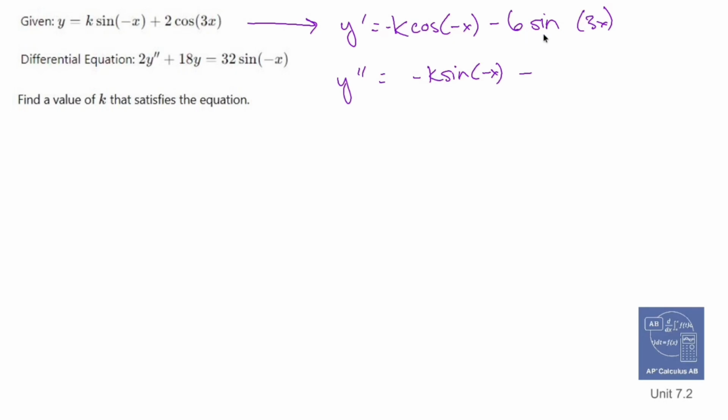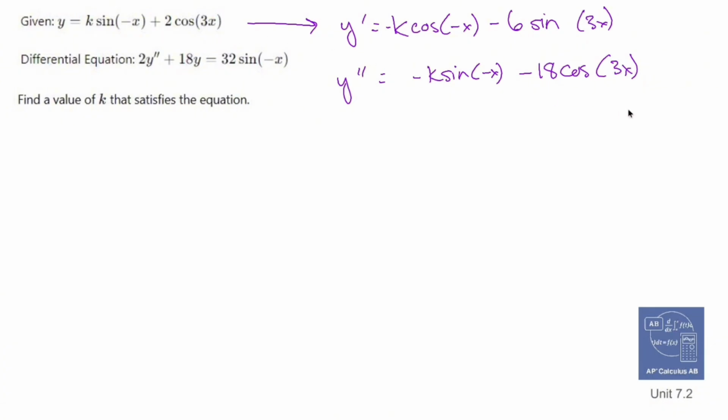Minus 6. The derivative of sine is cosine, so I shouldn't have written out sine. The derivative of sine is cosine. Keep the inside, multiply everything by the derivative of the inside, which is 3, so that 6 becomes 18. All right, so here we have it.